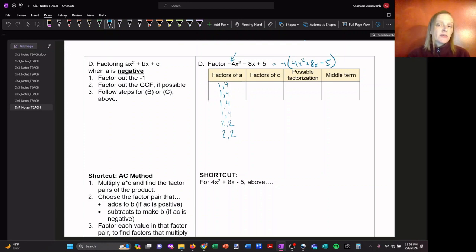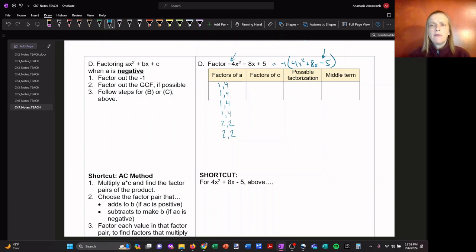The reason I'm having to write this so many times is because I have a negative sign on my C value. So one of my factors of C is going to be positive and one is going to be negative. And so I'm going to have a bunch of factors to test, because which number comes first, which number comes second, as well as which number is positive, which number is negative. We have all of those different combinations to test.